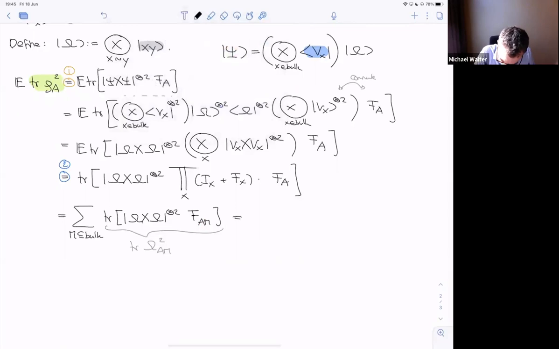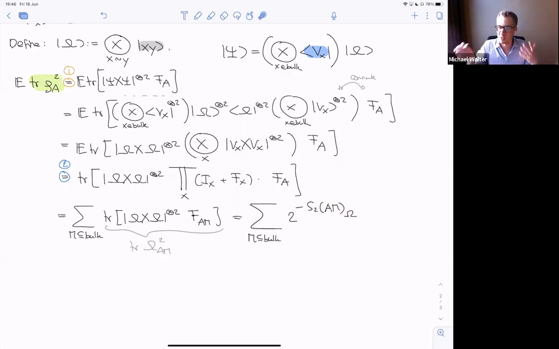Okay, so sum over all subsets M of the bulk, 2 to the minus Renyi 2 entropy of subsystem AM in this state omega, the state that just consists of Bell pairs, maximally entangled states, 1 for each edge of the graph. Now if you have a sum like this, of course it will be dominated by the term that's smallest, because everything here will be quantized multiples of log of the bond dimension. So the question is, for which subset of the bulk is this term minimized?